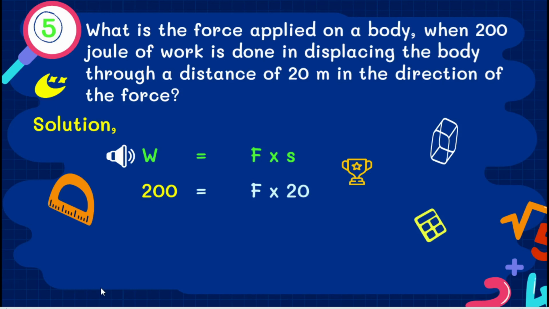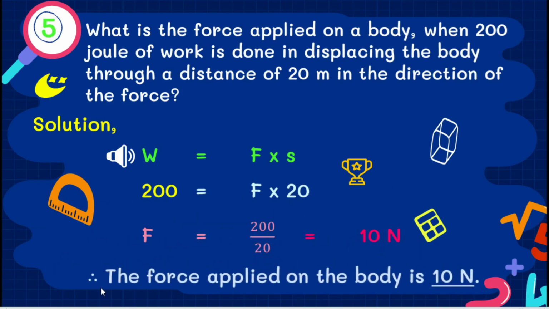So we have to rearrange the formula. How we have to rearrange it? So F is equal to W divided by S. So I'm going to apply these values like that. F is equal to 200 divided by 20. So cancel out 0 to 0. So 2 into 20, when it is cancelled, answer is 10 Newton. So finally we can get the force applied on the body is 10 Newton.